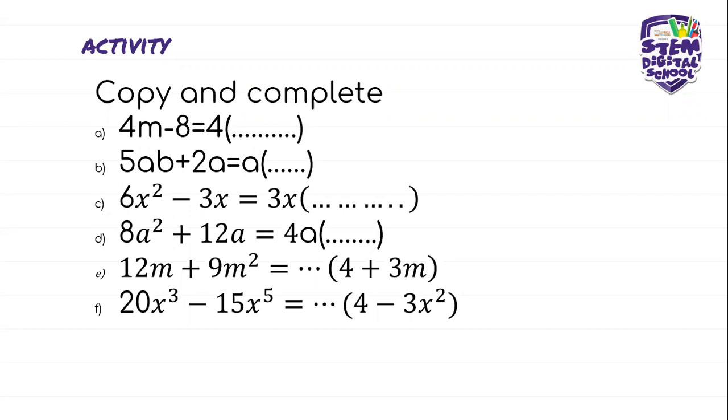And then 12m plus 9m squared again. This is what you do in as far as this problem is concerned. You will take out the common factor. You can see we gave you the remainder there. So the remainder is 4 plus 3m. So it means you'll have 3m as the common factor, because 3m times 4 is 12m. 3m times 3m is 9m squared.